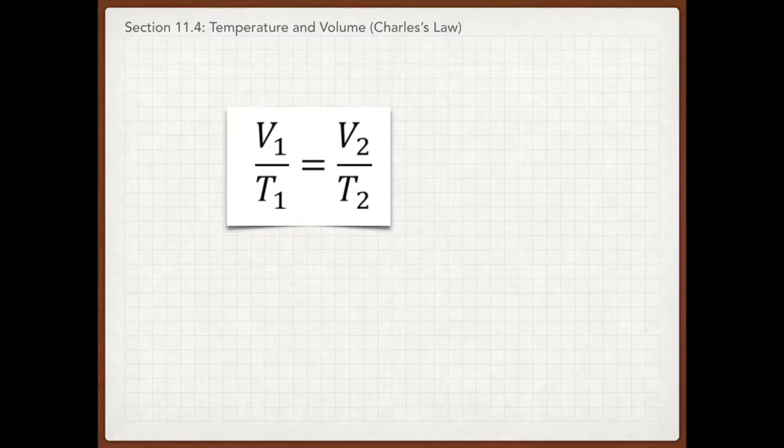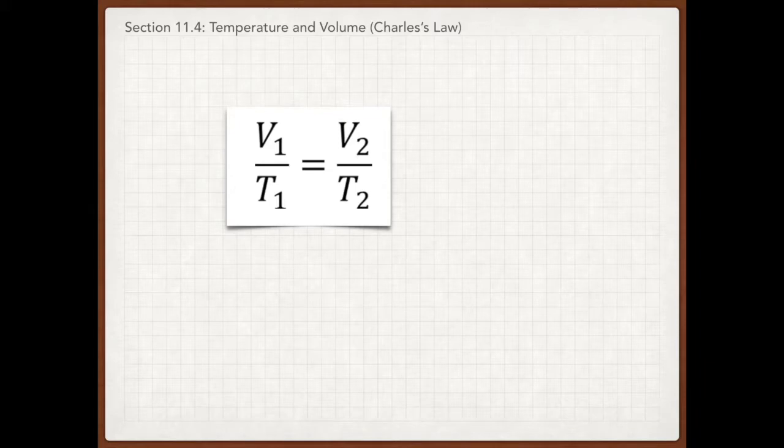Okay, so here's the formula for Charles' law. It's V1 over T1 equals V2 over T2. If you notice, if your volume increases, that means your temperature is also going to increase so that that proportion doesn't change value.